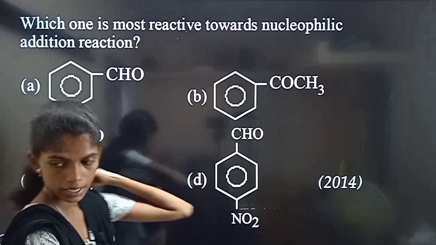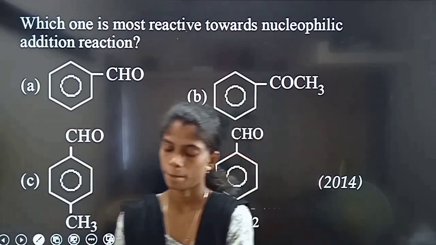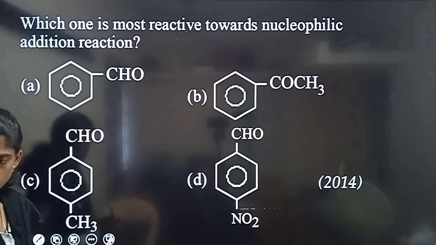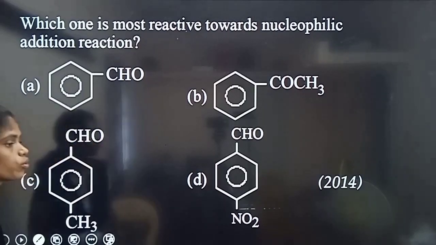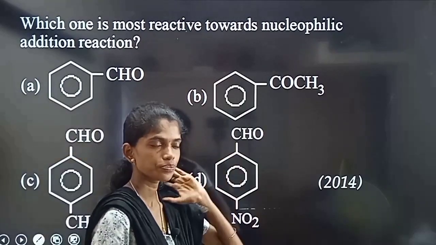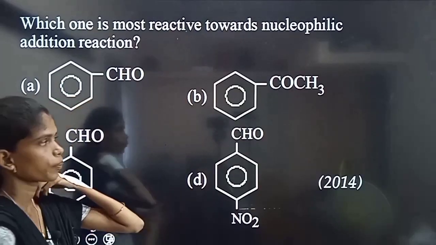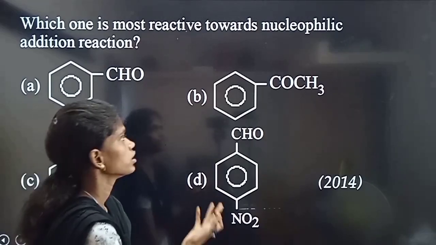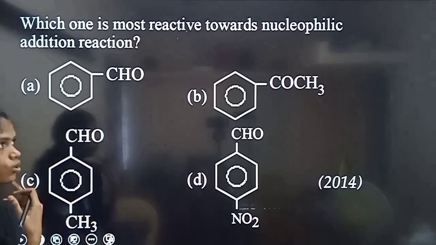Which one is most reactive towards nucleophilic addition reaction? Okay, which one is the most reactive towards nucleophilic addition reaction? So if a nucleophile is to add, that should be an electrophile, a positive charge on this reactant. So here, not possible, because there is no substitution in it. Similarly, option B also. So it is anisole.